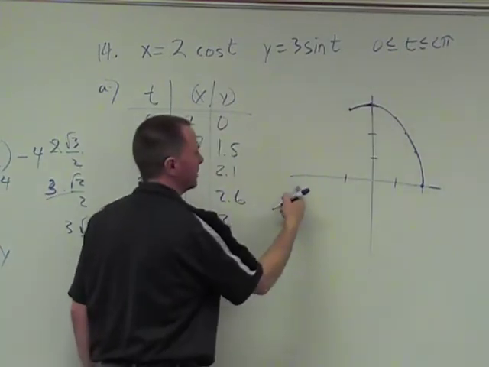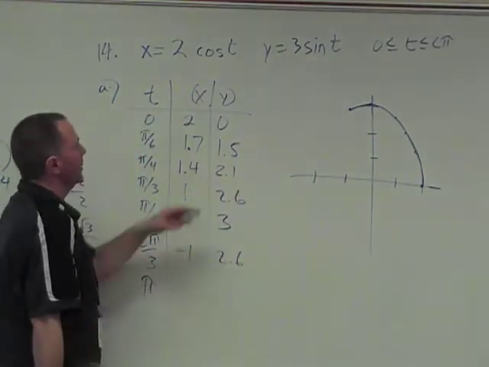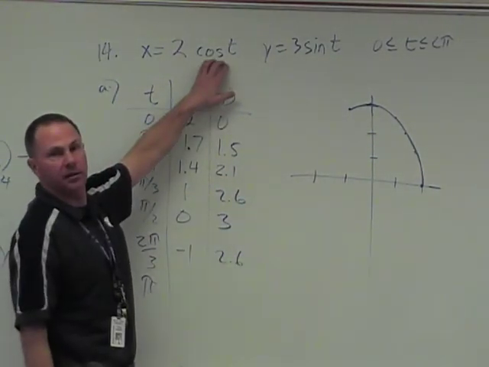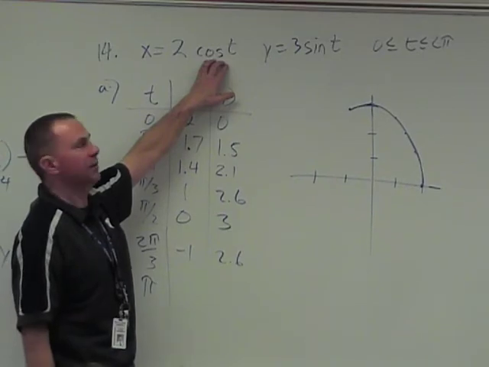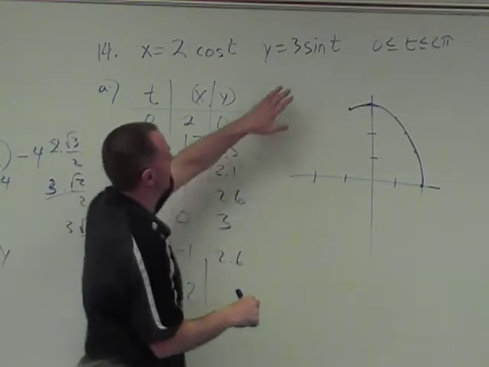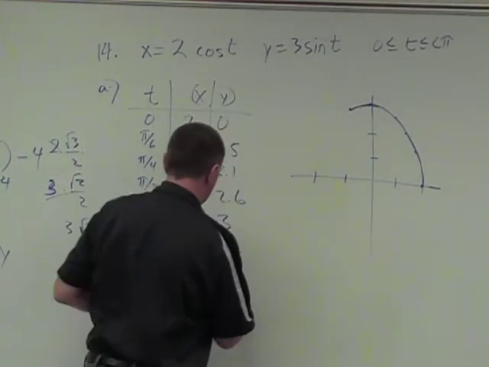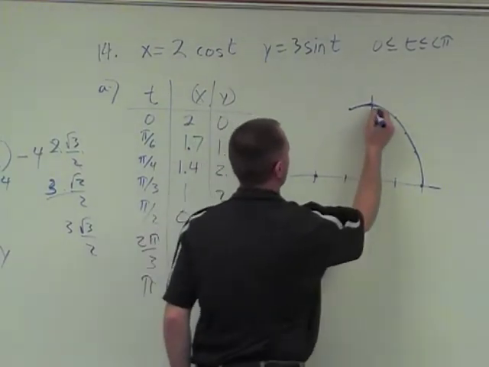Let's just make sure. If at 0 we're at 2, this will be pi, right? X value of pi? Negative 1 times 2 is negative 2, which is what we're hoping for. Y value of pi? 0 times 3 is 0. Alright, so I don't have to figure out all of those others.